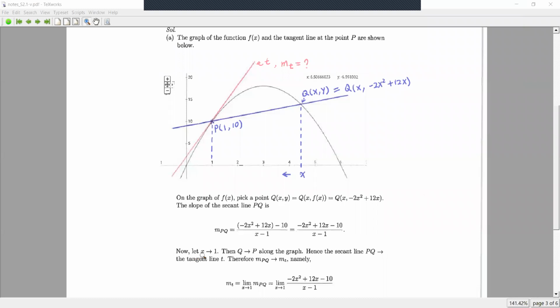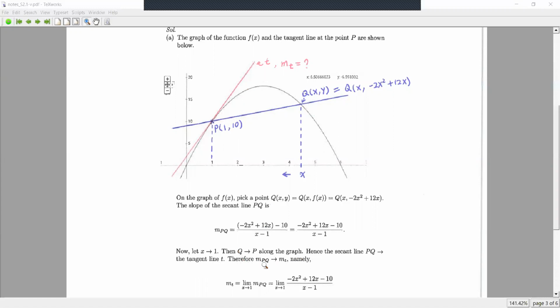Now I let x approach the point 1. x is here, the point 1 is here. Now I move x toward the point 1. As I move x toward the point 1, the point Q will approach the point P along the parabola, along the graph of the function. Hence, the secant line PQ will approach the tangent line. When the point Q approaches the point P, the blue line, the secant line, will approach the tangent line, the red line.